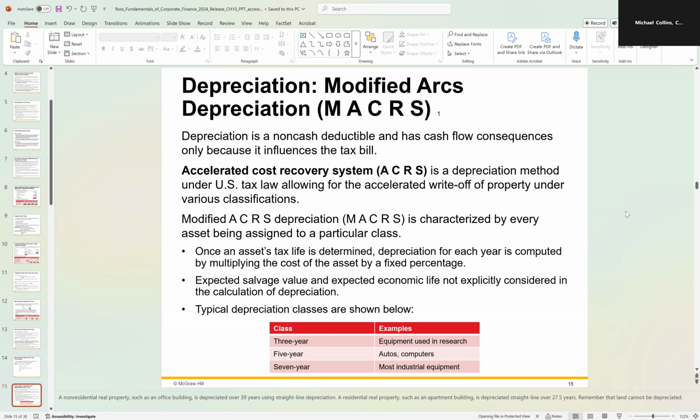Accelerated cost recovery is the depreciation method under US law, allowing for accelerated write-offs. So you can have depreciation begin at an accelerated rate. Once an asset's tax life is determined, depreciation for each year is computed by multiplying the cost of the asset by the fixed percentage. There's also a salvage value.